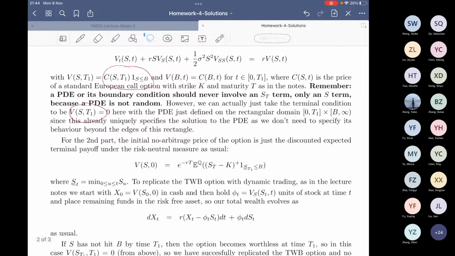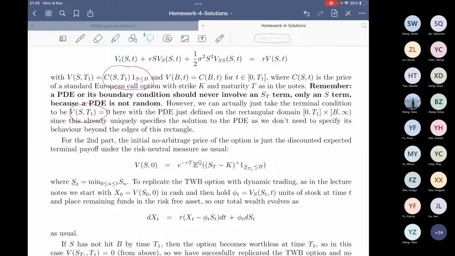So the final part was just how would you replicate this option? The value of the option at time 0 is just the usual discounted value of the expected payoff under Q. So what is the expected payoff? Well, it's the usual European call option payoff, but with the indicator function. So what is the payoff?